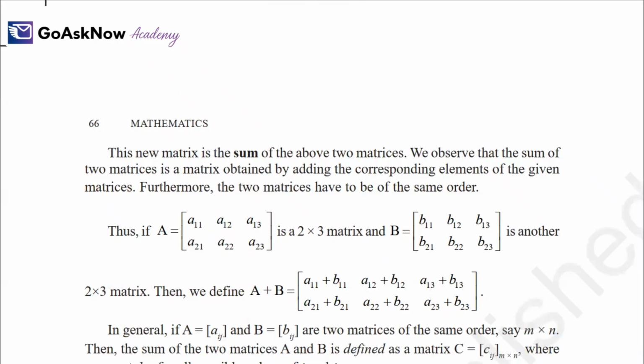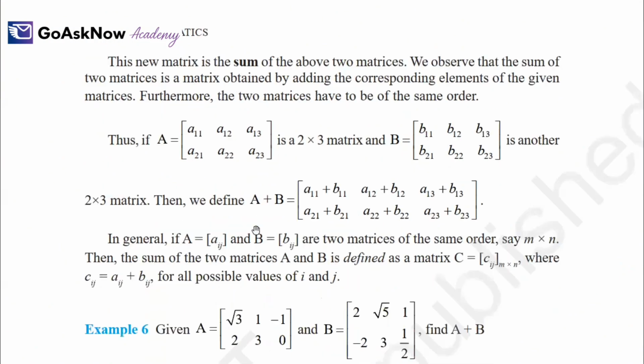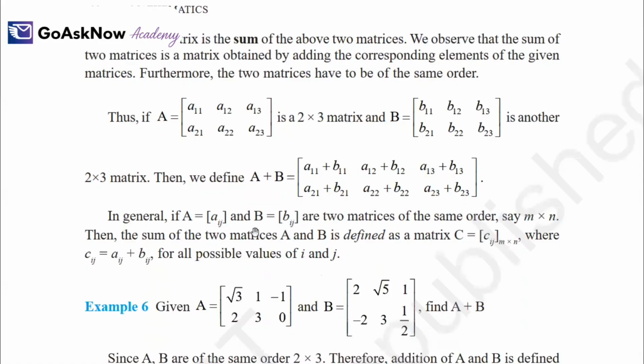Because if the orders are different, you cannot add the corresponding elements, since there will be no matching of corresponding elements. Some elements will be missing. Okay. So then we define A plus B like this: A11 plus B11, A12 plus B12, A13 plus B13. So this is what we found previously, that they are added correspondingly. Okay. In general, if A equals Aij and B equals Bij are two matrices of the same order, say M cross N.